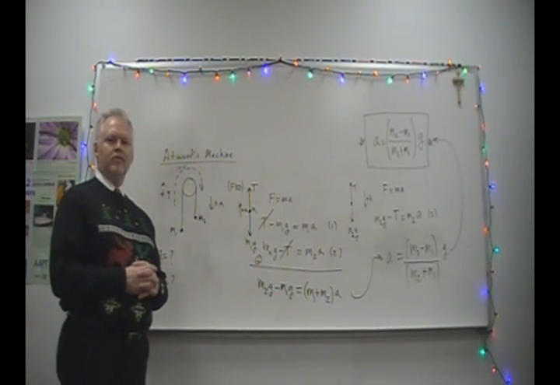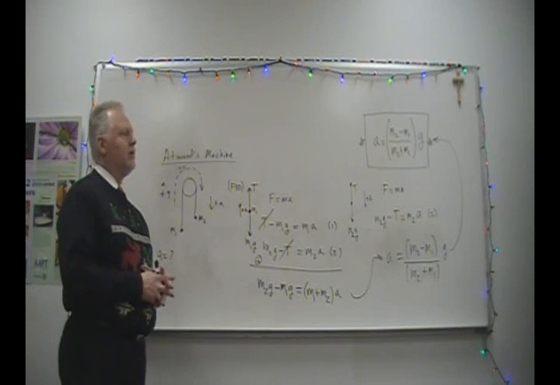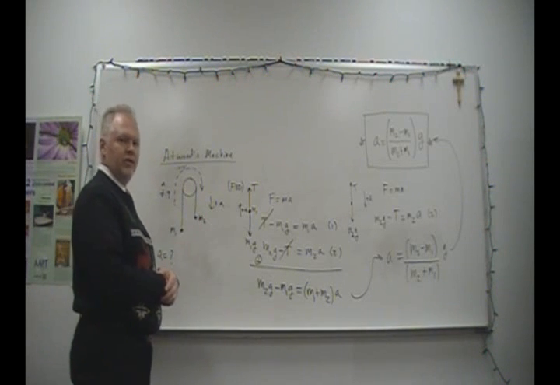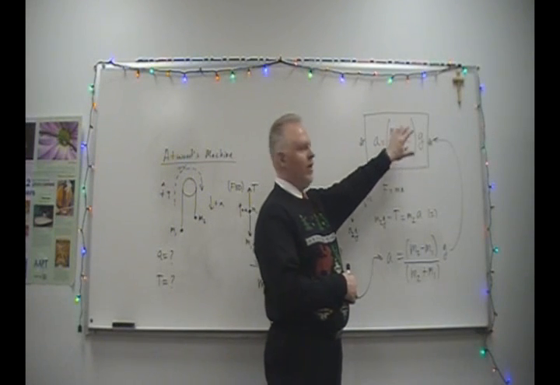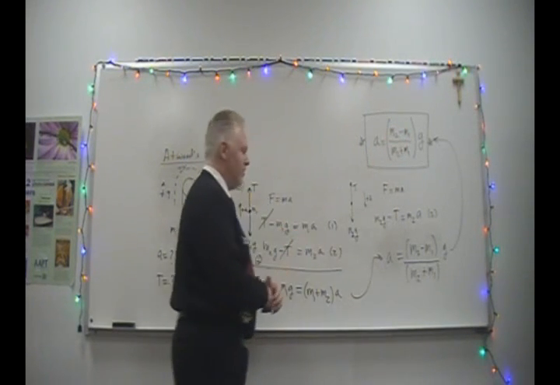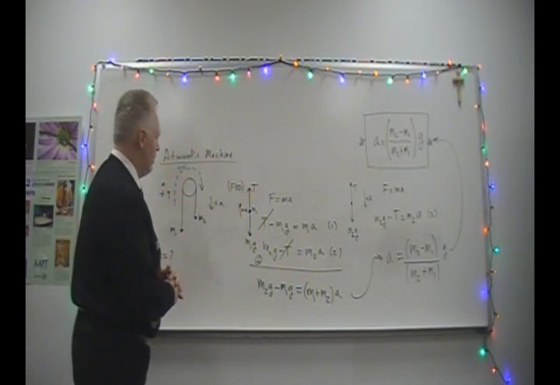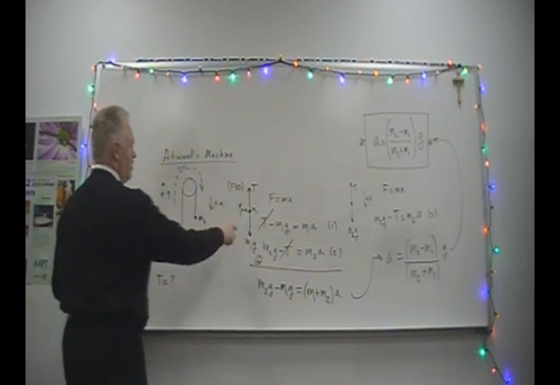Okay, let's continue with this problem. I want to solve for the tension now. The result I have up here on the board is that the acceleration for the Atwood machine is a fraction of g. I want to take this and plug it into one of these equations. I think I'm going to use equation 1.